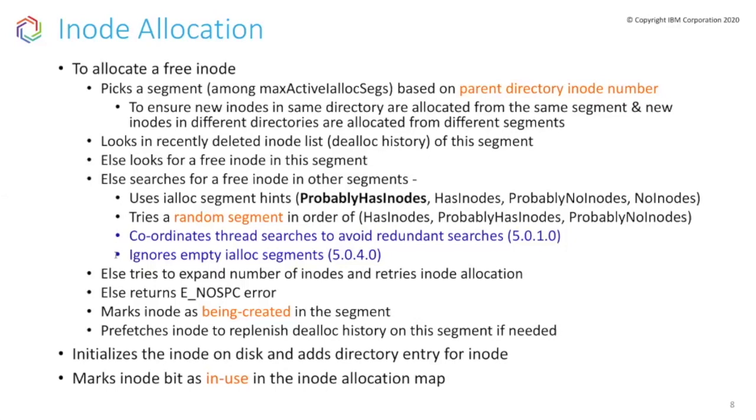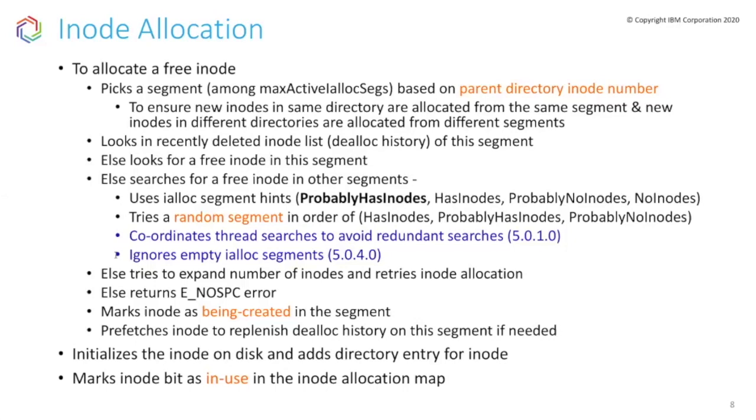And it downgrades based on the previous value that it had before it lost the lock. So previously, if it thought that there were definitely free inodes, it now becomes, it probably has free inodes. The reason this is important is you want to look first into segments that you know for sure have free inodes, and if no such segments are found, then you look as the next candidate into something that probably has free inodes, and so on.